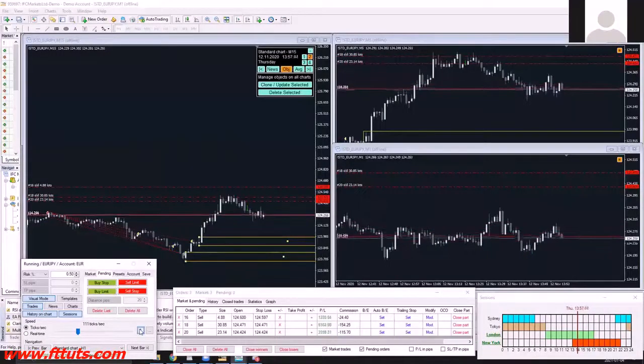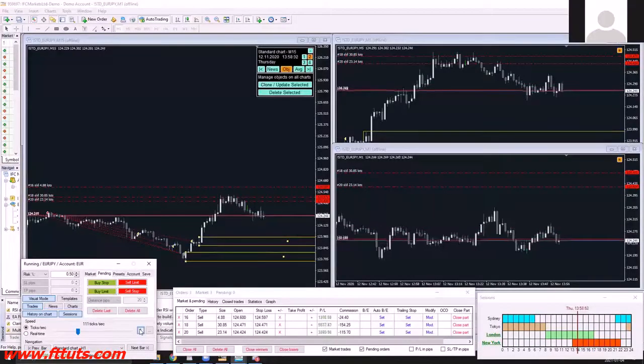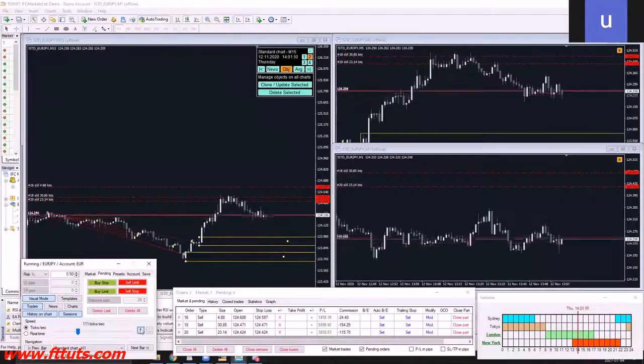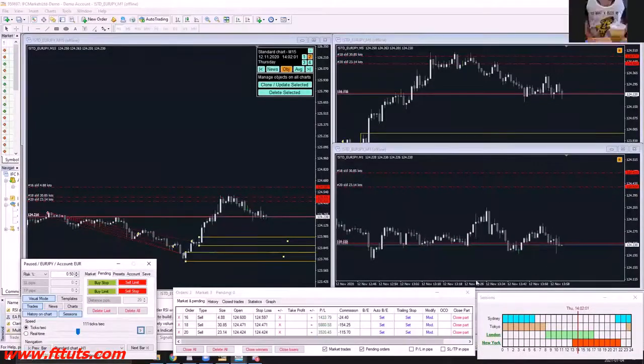Just gonna sweep it a little bit. It's really hard to read into this 1-minute price action though. Yeah, it gets really messy. When it gets messy like this, I don't even look at the 1-minute range. I'm looking at the 5 instead.